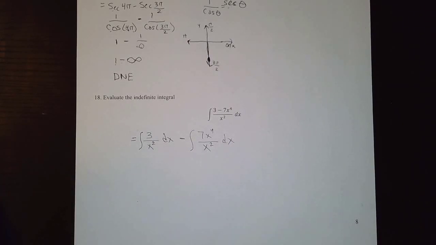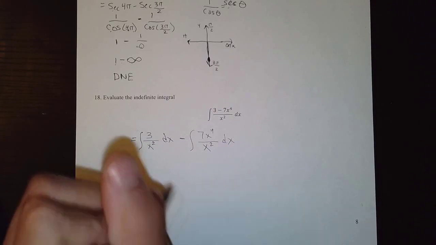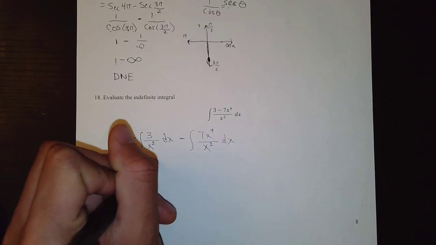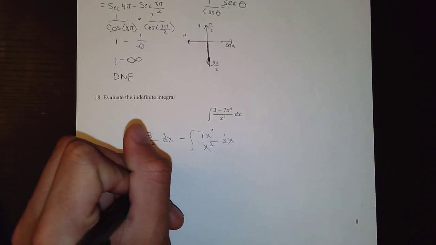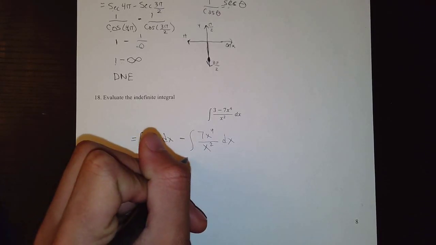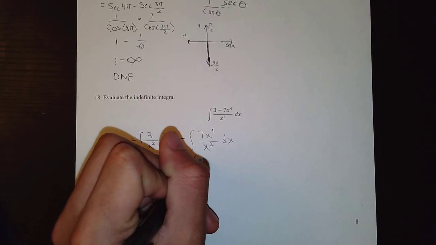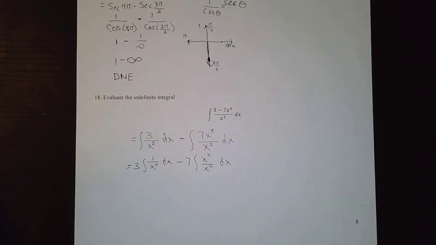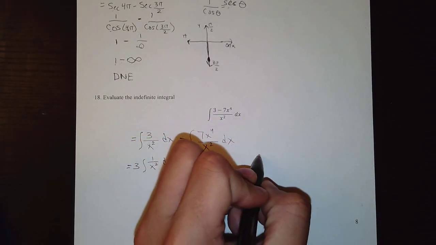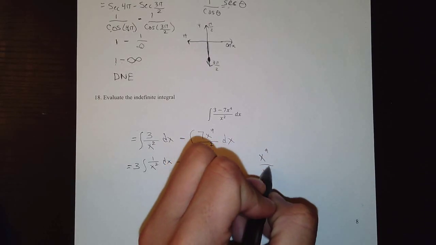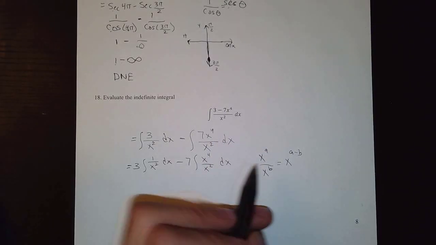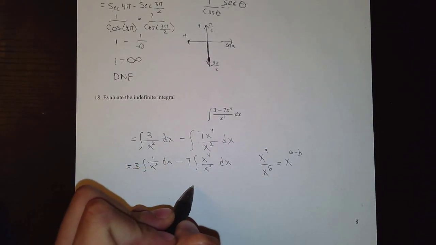And constants can just move outside of the integral sign. So now I can say 3 times the integral of 1 over x squared dx minus 7 times the integral of x to the fourth over x squared dx. We can simplify this using algebra. In general, x to the a over x to the b is equal to x to the a minus b.